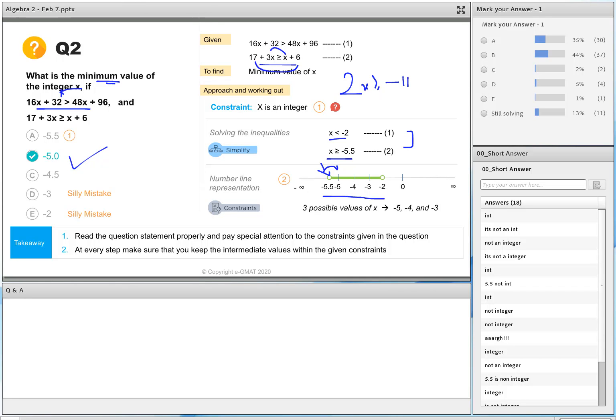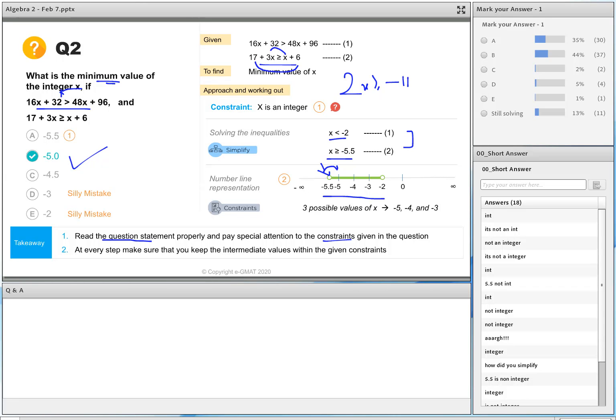Right? I hope the solution is very clear to all of you. Again, two very important takeaways. Please read the question statement properly and pay special attention to the constraints given in the question. If you do not do this, even after getting to that last step, you might make a very simple error, right? And then also ensure that you calculate the value of x at all points in time according to the given constraints.